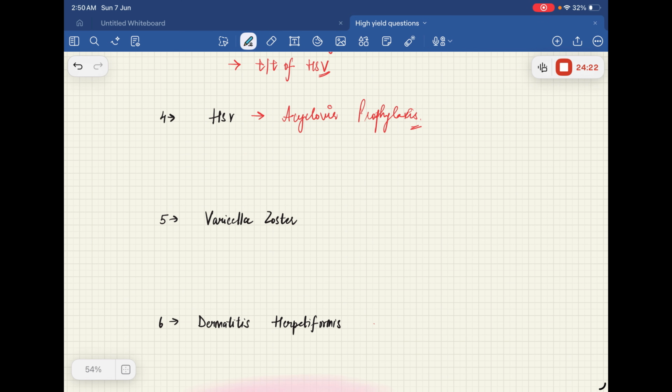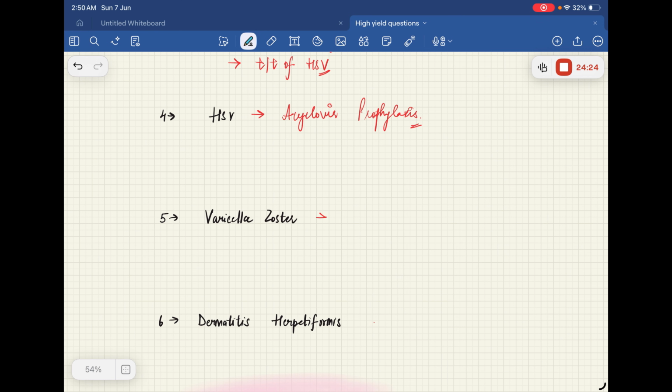Next question. Varicella zoster, again a viral infection, so an antiviral drug is used here, acyclovir plus pain control, so NSAIDs basically.